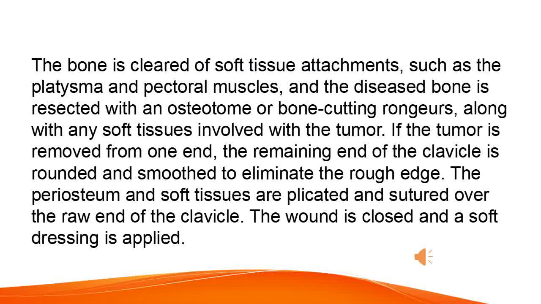The bone is cleared of soft tissue attachments, such as the platysma and pectoral muscles, and the diseased bone is resected with an osteotome or bone-cutting rongeurs, along with any soft tissues involved with the tumor. If the tumor is removed from one end, the remaining end of the clavicle is rounded and smoothed to eliminate the rough edge. The periosteum and soft tissues are plicated and sutured over the raw end of the clavicle. The wound is closed and a soft dressing is applied.